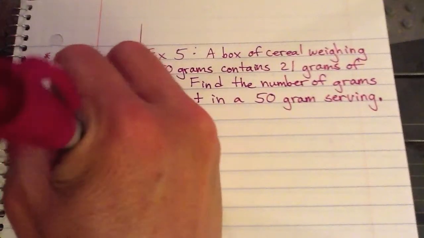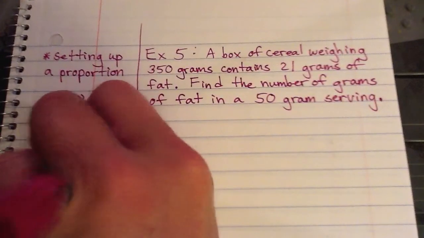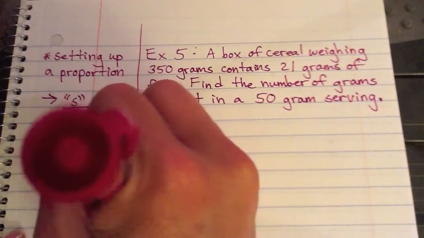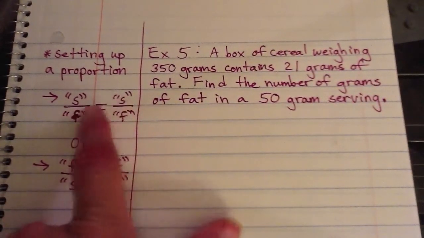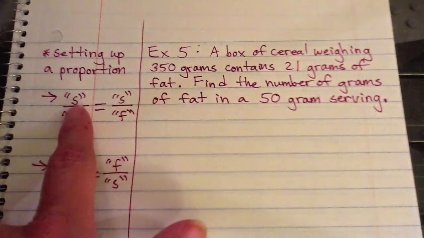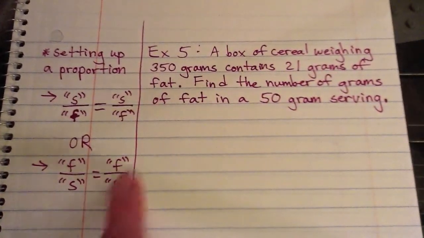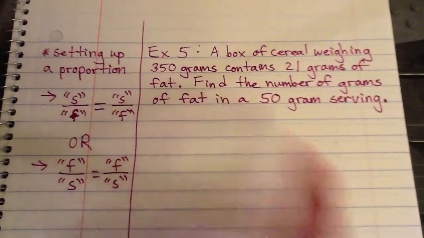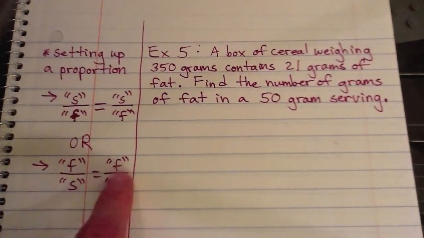Or fat over serving equals fat over serving. So notice here that across the equal sign, whatever I choose that's my serving size needs to either both be in the numerator or both be in the denominator. Whatever I choose to be my fat here needs to be either both in the denominator or both in the numerator.